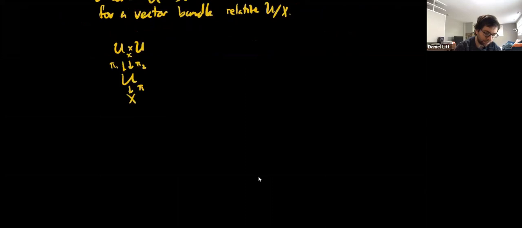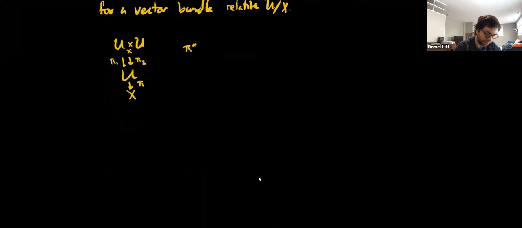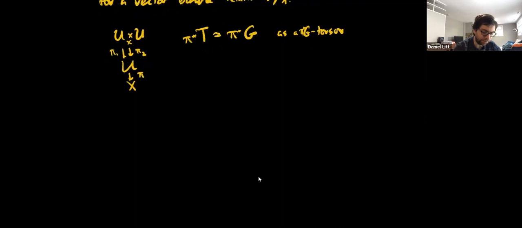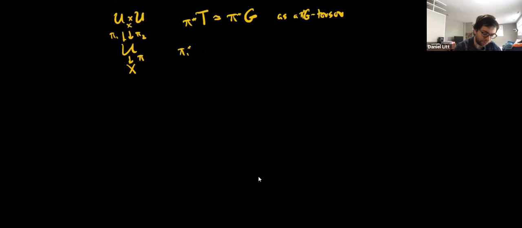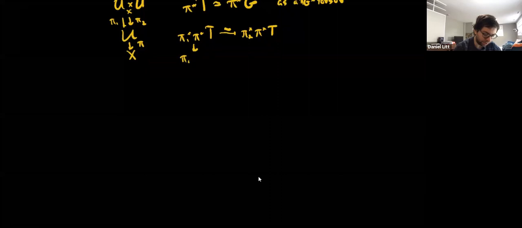So what does it mean that u trivializes our torsor? It means that pi star of our torsor t is isomorphic to pi star of g as a g torsor, where g acts on itself by left multiplication. What that means is that now we can pull back in two different ways. We can pull back pi one star of pi star t, and because this is something pulled back from x, this is the same as pi two star of pi star t. Now this is the same as pi one star of pi star g, just because pi star t was the same as pi star g. This is the same as pi 2 star of pi star g for the same reason.